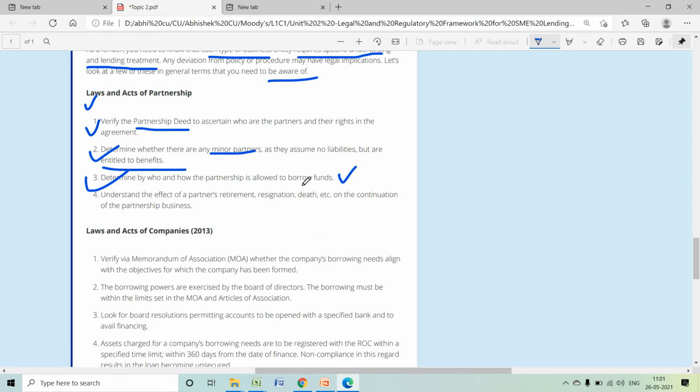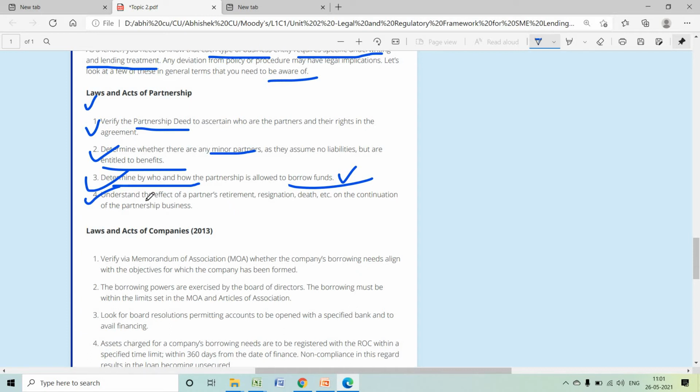So, very important, the borrowing clause you have to check: according to the partnership deed, from whom they are allowed to get money, and who is authorized to sign on behalf of this. Now understand the effect of the partnership's retirement, resignation, death, etc. on the continuation of partnership business.